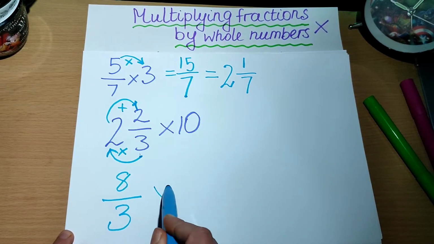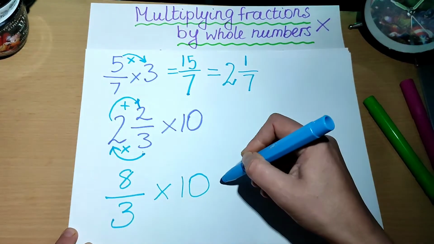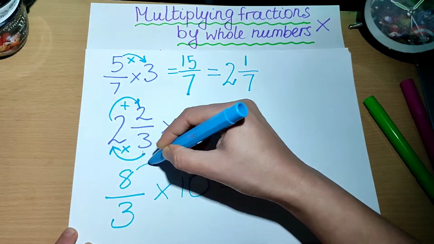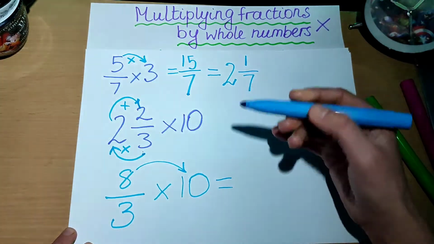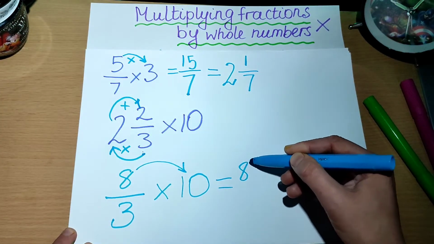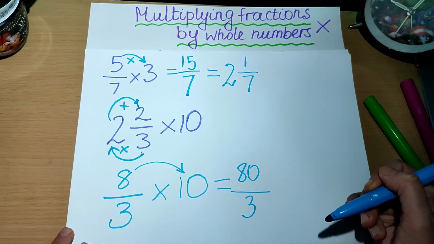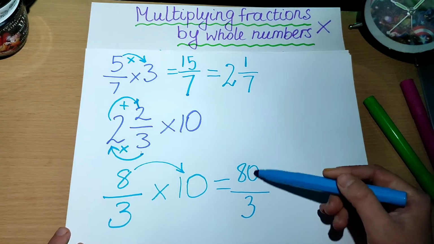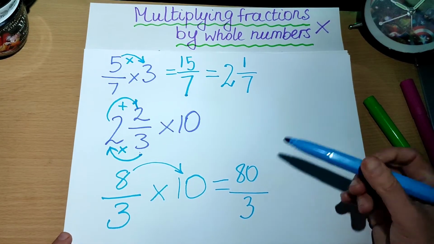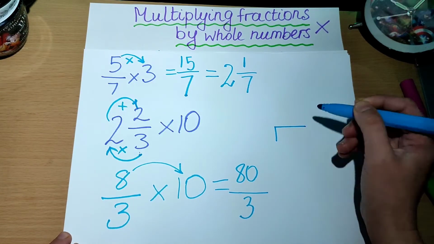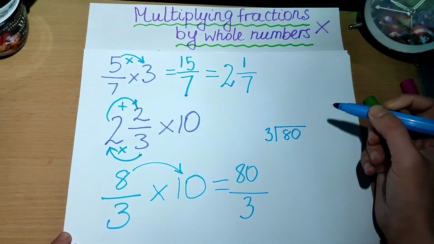Now we're multiplying it by 10, applying the same principle. We're just multiplying the top numbers. 8 times 10 is 80, and the denominator stays the same. Wow, this is a very improper fraction. How many 3s in 80? You might just have to do a bus stop method to find out.